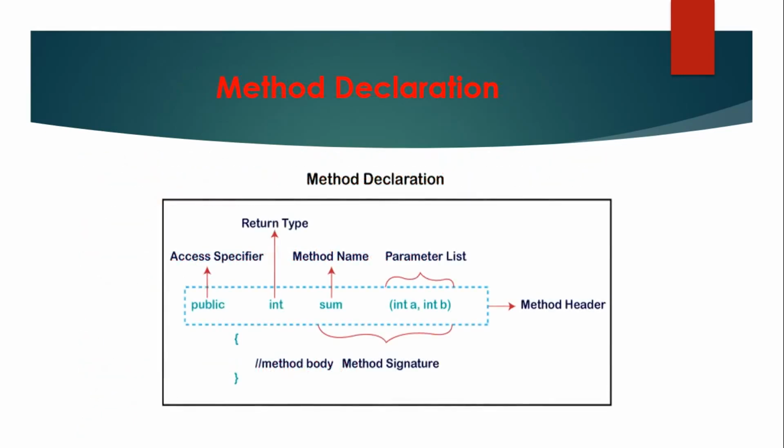Here is the method declaration. First of all, we write the access specifier and then we write the return type, that is int, and we write the method name, that is sum, and then we write the parameter list inside the brackets, that is int a, int b, and these all make up the method header, and inside the curly braces we write the method body. Method name and parameter list both make the method signature.